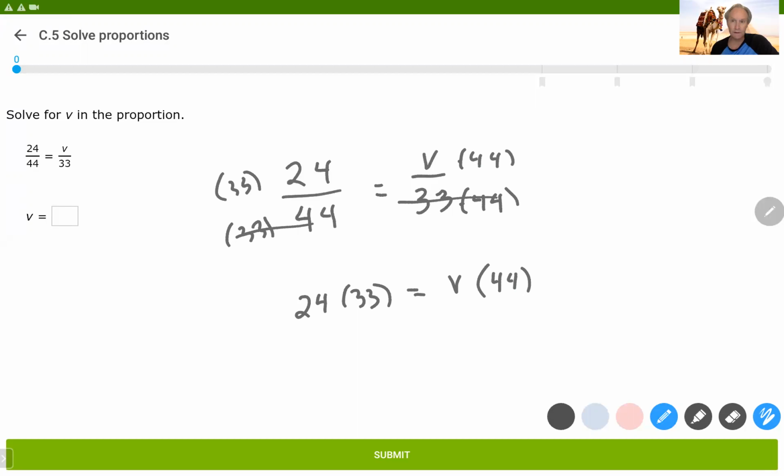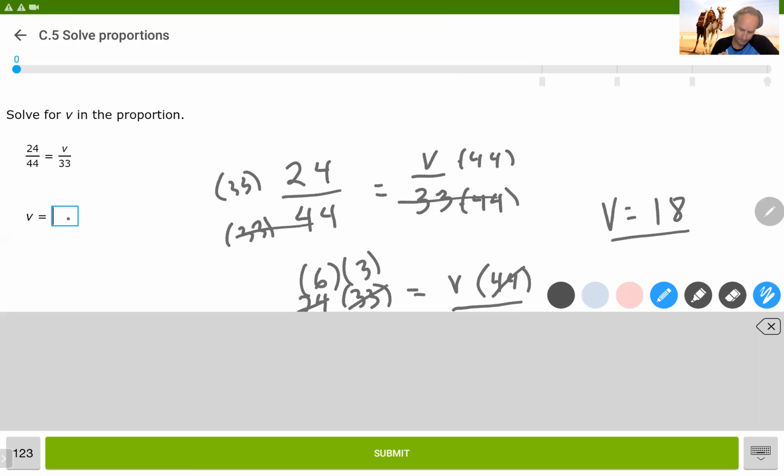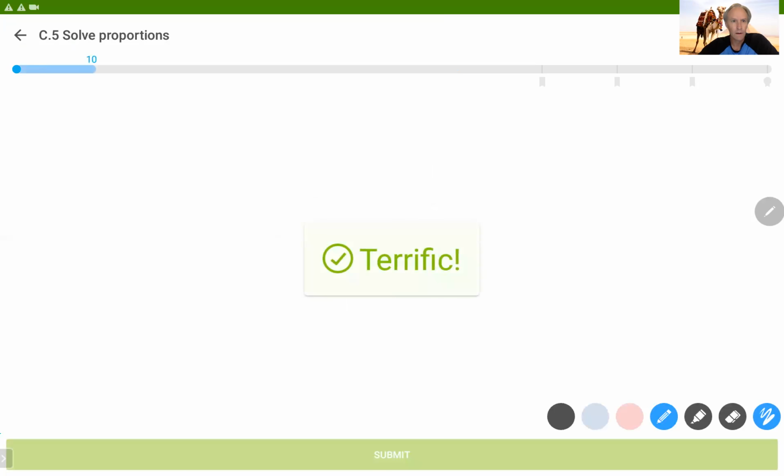Now, I left this alone on purpose. In order to get V by itself, I'm going to divide by 44 on both sides. And I didn't want to multiply these because it's really easy to see that 33 and 44 have a common divisor. I can divide by 11, divide by 11, and I'm already almost done. Now I can divide by 4 and divide by 4. And now I just multiply my numerators together and get V. V is equal to 18. And there you have it.